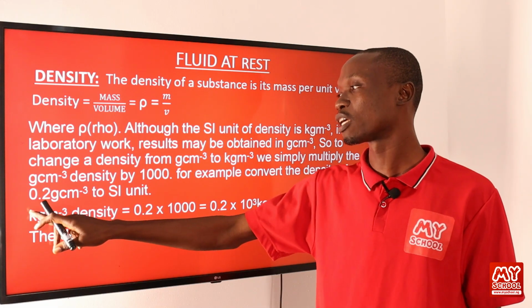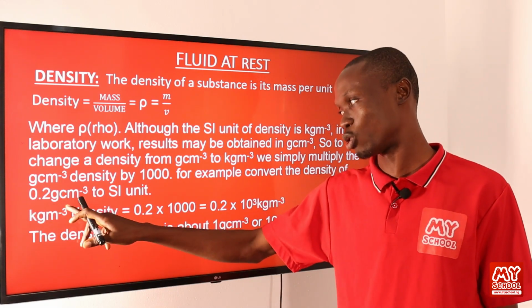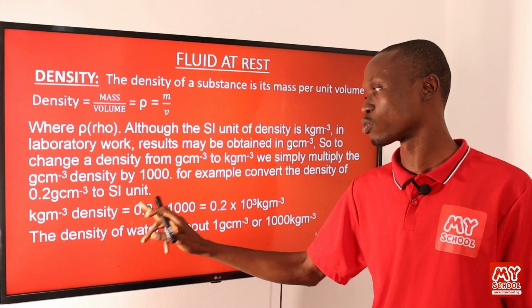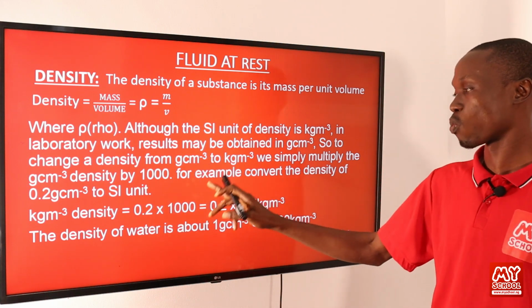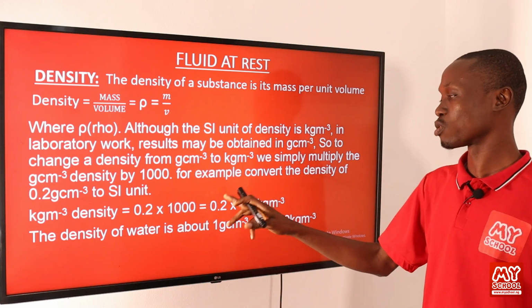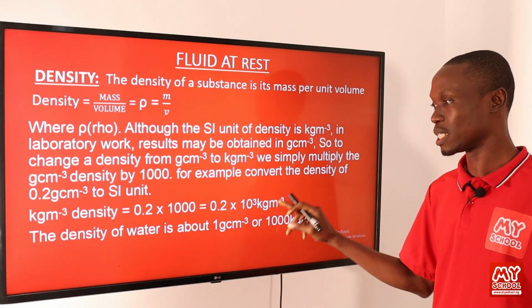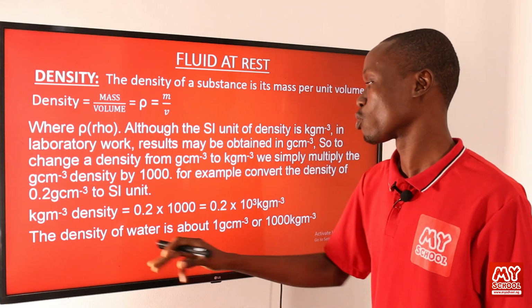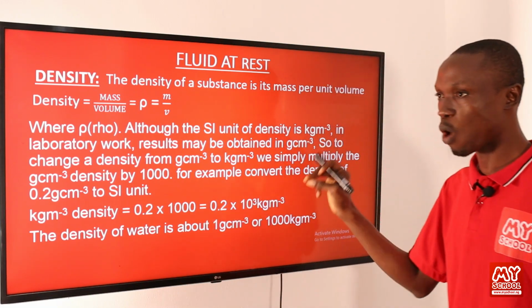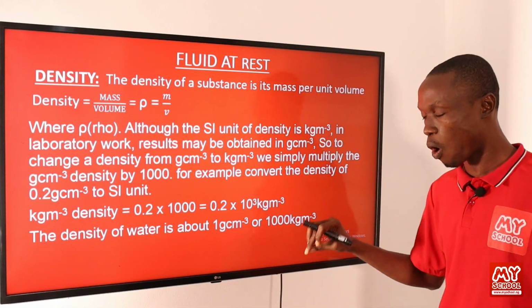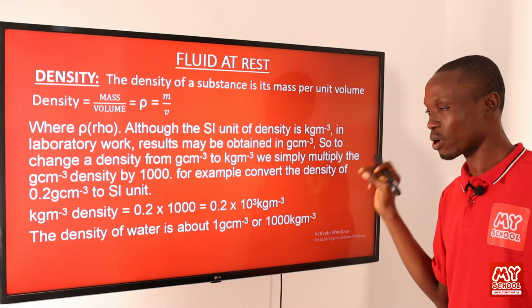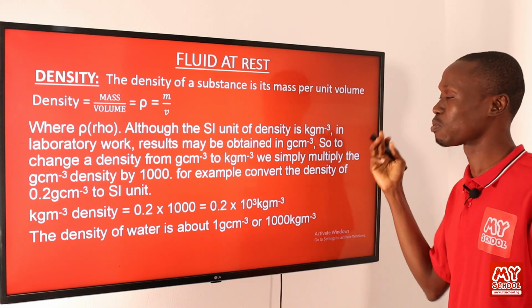So in kilogram per meter cube, the density will be equal to 0.2 times 1000, which equals 0.2 times 10 raised to the power 3 kilogram per meter cube. The density of water is about 1 gram per centimeter cube or 1000 kilogram per meter cube. So let's move to the next slide.